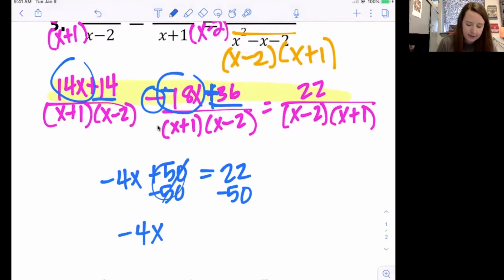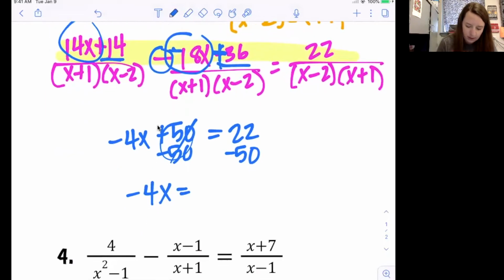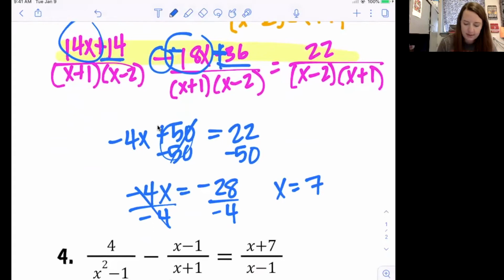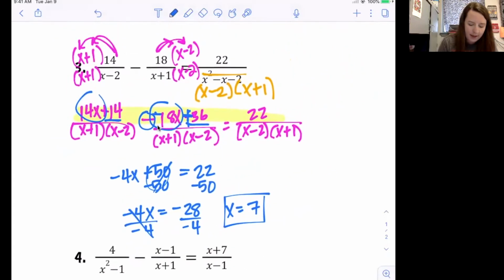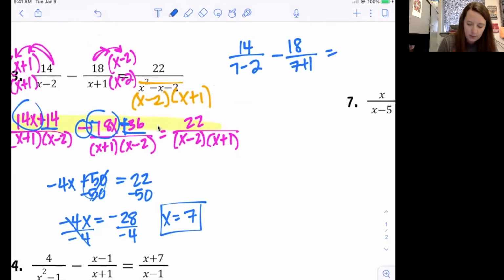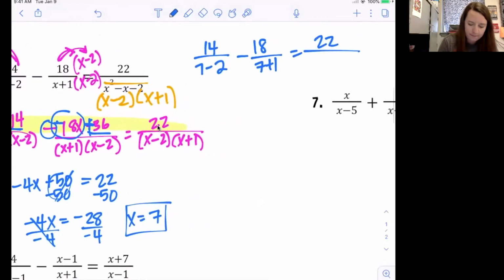Okay, so I'm going to go ahead and subtract 50 from both sides. Negative 4x equals negative 28. When I divide by negative 4, I get x equals 7. Okay, so I'm going to need to plug that in for my x value. So I have 14 over 7 minus 2 minus 18 over 7 plus 1 equals 22 over 7 squared minus 7 minus 2.